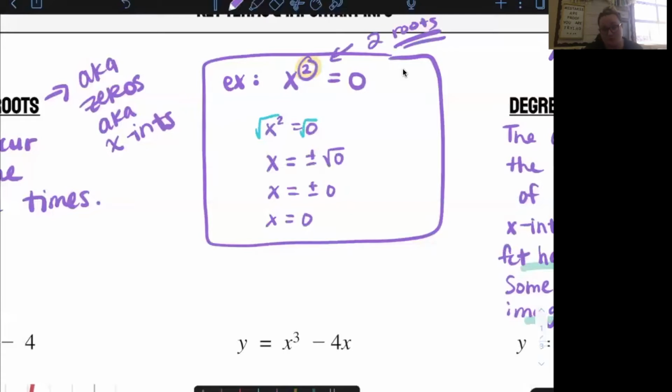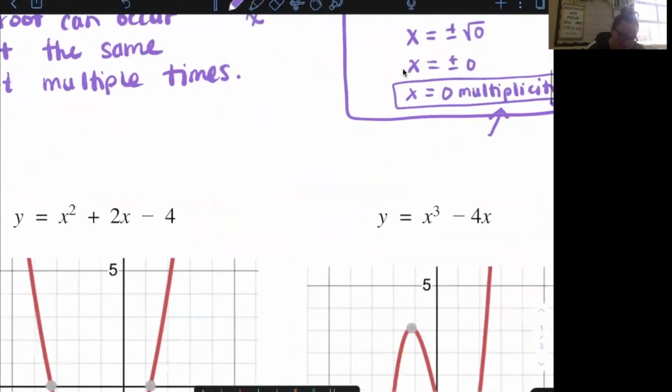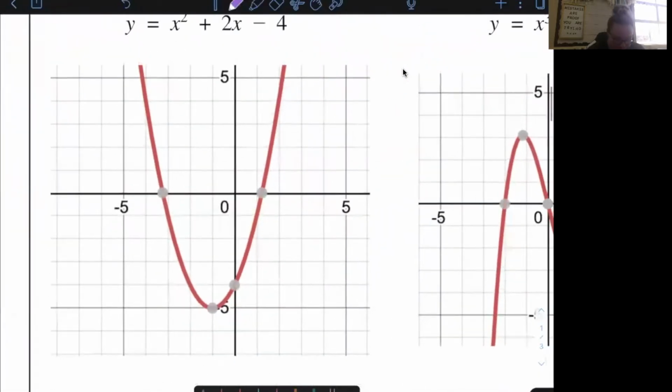I need 2 solutions. So what I say is that x is equal to 0, multiplicity 2. So that means that x equals 0 twice. 0 is our only answer, but it's technically happening twice. And that multiplicity is going to come up in some more examples we're going to do.